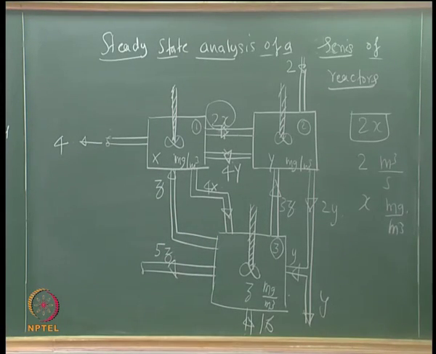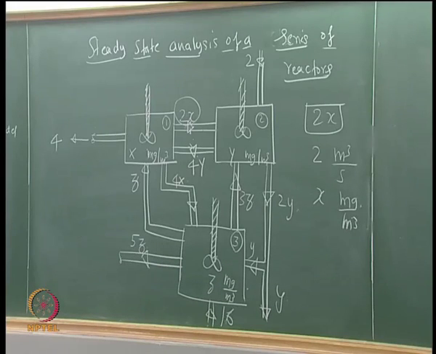Now if you do a steady state analysis, if you do a steady state mass balance for the 3 reactors 1, 2, 3, you will get 3 equations. There are only 3 variables x, y, z. Please draw a control volume around each of these, do the mass balance and let us see whether you are able to get something. Let us start with reactor 1.